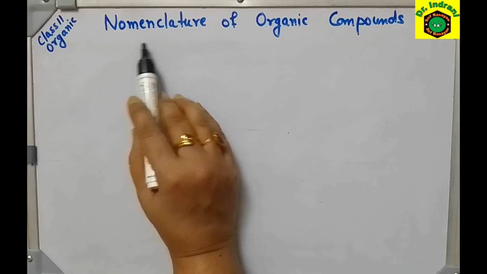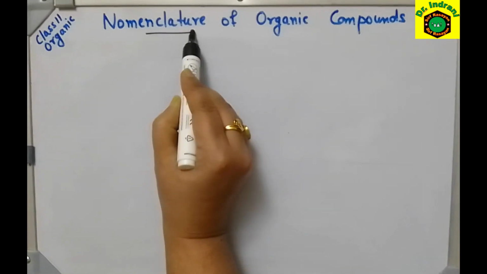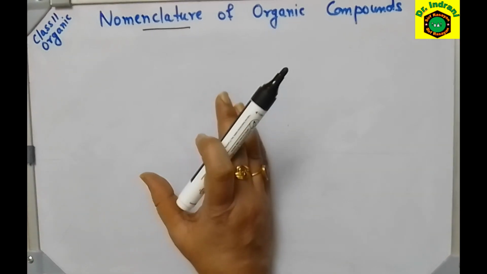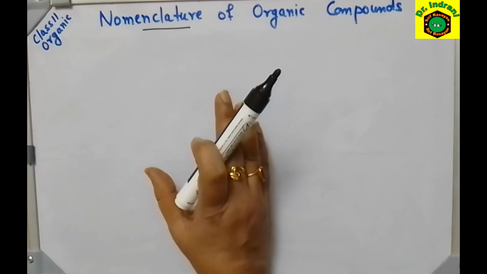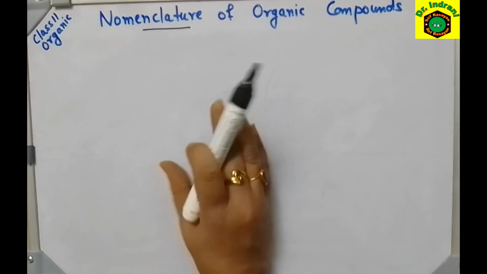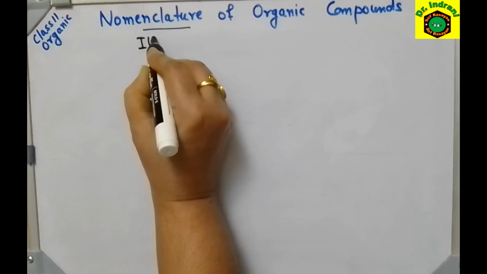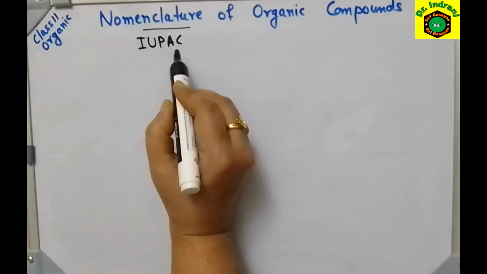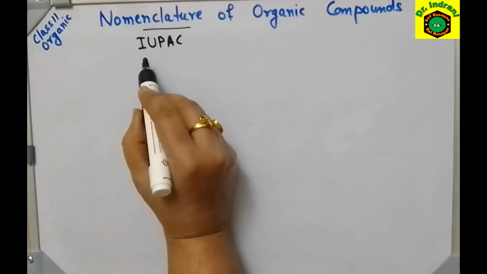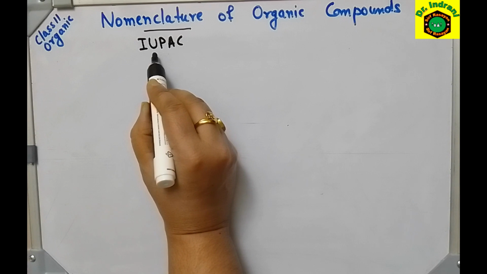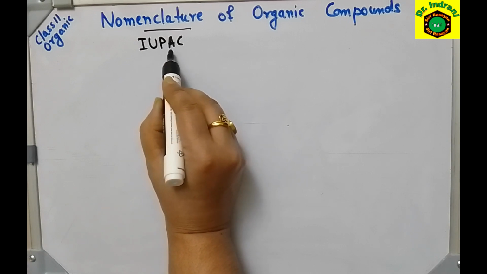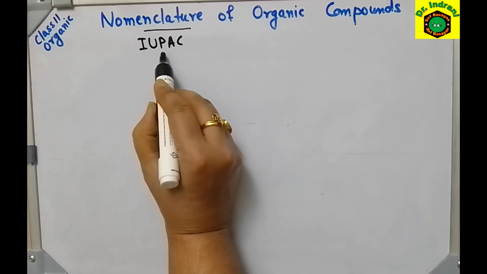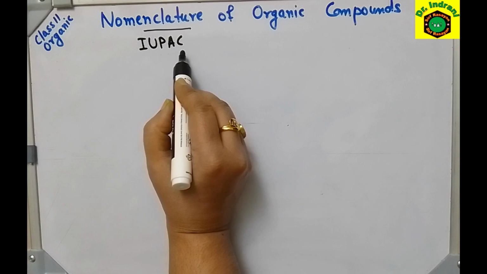Next is nomenclature of organic compounds. Now see, millions of organic compounds are there. So to clearly identify them, a systematic method of naming has been developed and it is known as the IUPAC System of Nomenclature. IUPAC stands for International Union of Pure and Applied Chemistry.